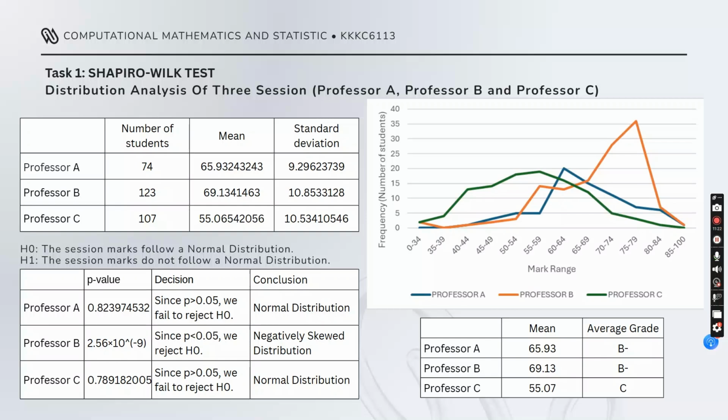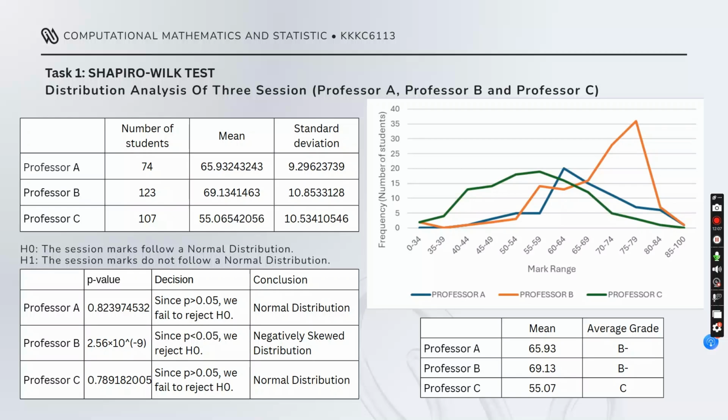This slide presents the line graph together with the result of the Shapiro-Wilk normality test. Looking at the line graph, Professor A's distribution forms a very symmetrical bell-shaped curve. This is consistent with a normal distribution. Professor B showed a negatively skewed distribution, meaning that many students obtained relatively high marks, resulting in the peak shifting toward the higher score range. Professor C also followed an approximately normal distribution, but its peak occurs at lower marks because the class average is lower.